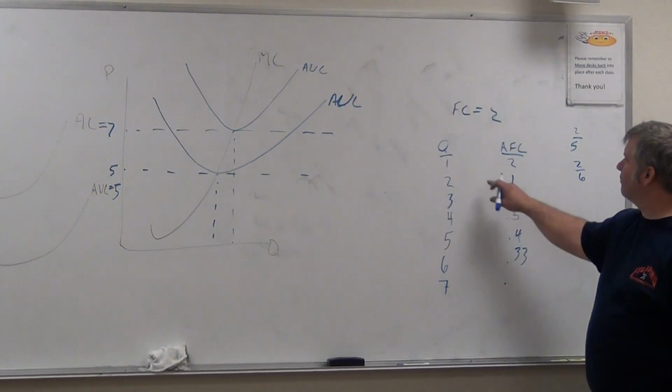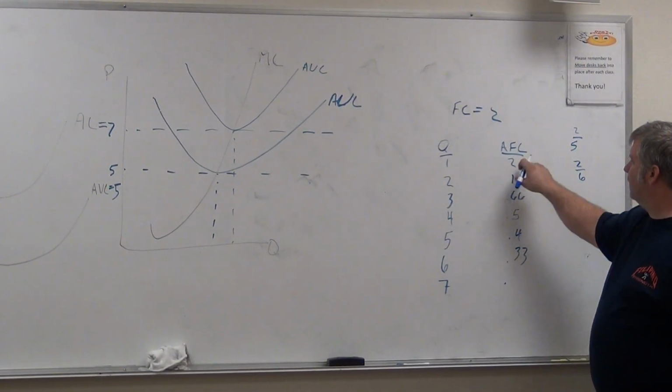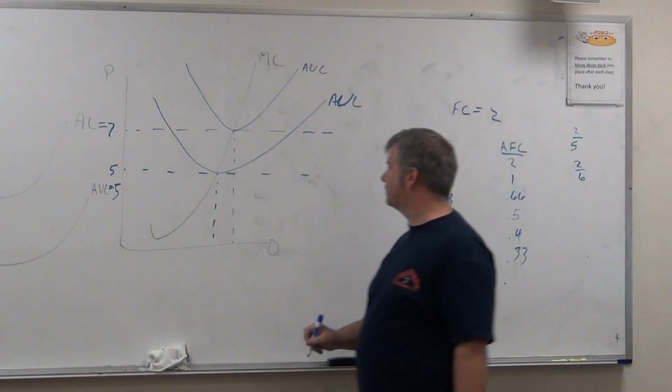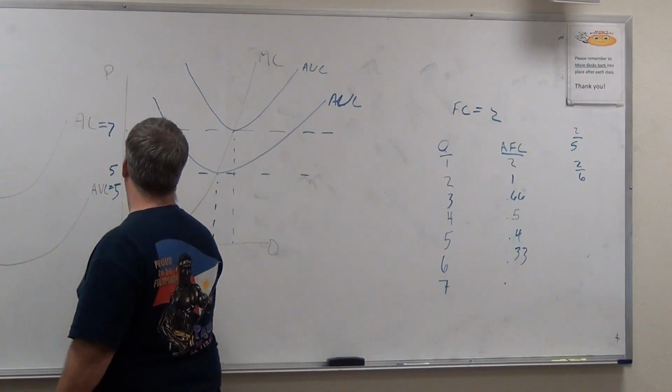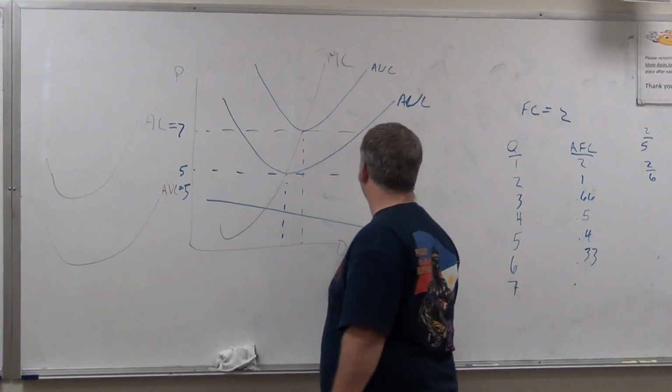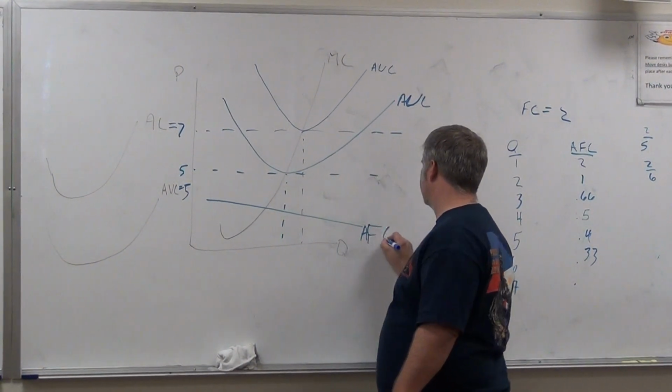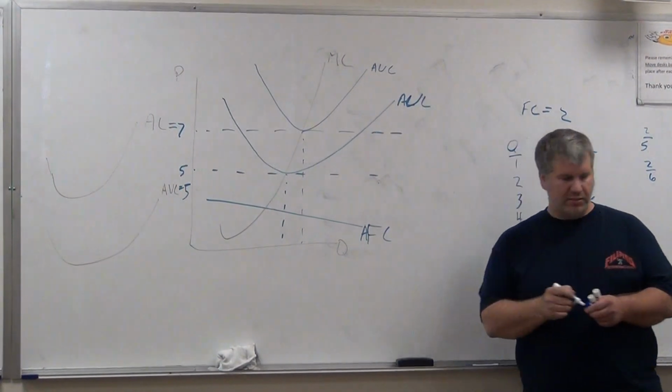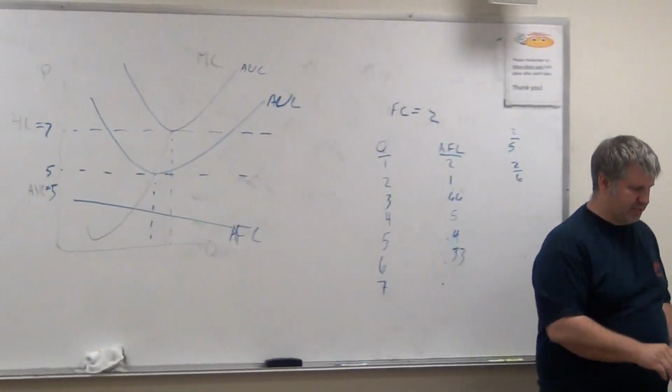Anyway, if we graph these points, what's happening? The numbers are going down. And so we'd start at 2, and we go down over time if we added average fixed cost. So you guys can use that to interpret your answer.